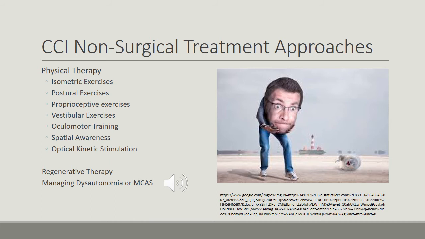and find support. We have proprioceptive exercises. Remember, that's that body awareness, spatial awareness is listed down below as well. Vestibular exercises, that vestibular system being a key component of coordination and feeling like we are in our body. Oculomotor training, which you can get pretty neat with just a couple devices we'll speak of in a moment. And then optical kinetic stimulation. Outside of physical therapy, we have regenerative therapy, and then trying to manage dysautonomia, dysautonomic symptoms, or mast cell activation syndrome symptoms as well.